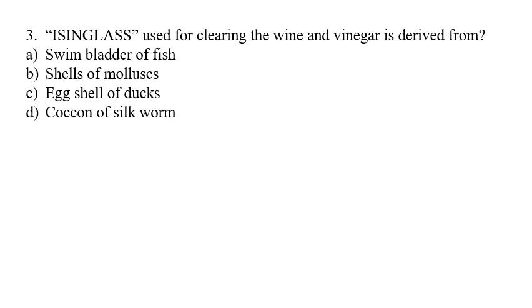Third one is isinglass used for clearing the wine and vinegar is derived from. So isinglass is a gelatinous substance which is obtained from the dried swim bladder of fishes. It is a form of collagen which is used mainly for the clarification or fining of beer and wine. It can also be cooked into a paste for specialized gluing purposes. So in this question the correct option would be option A.